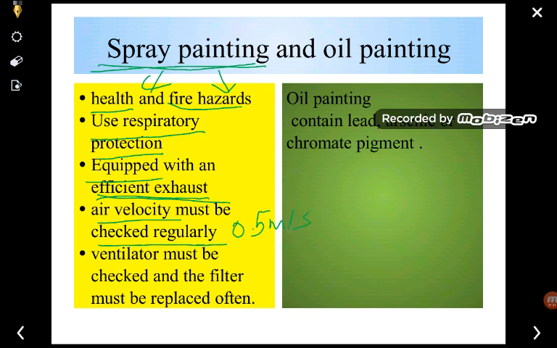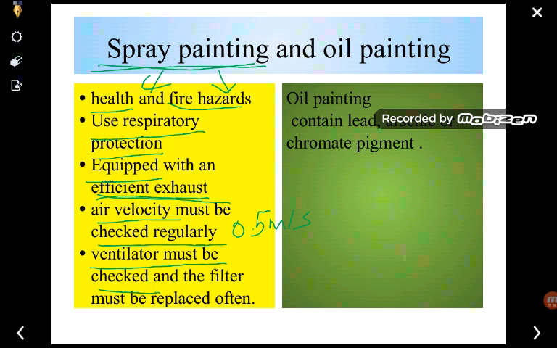One more thing that should be done is that the ventilator must be checked, and the filter must be replaced often. So these are certain precautions which should be taken while spray painting.